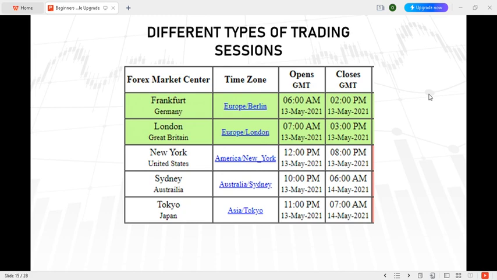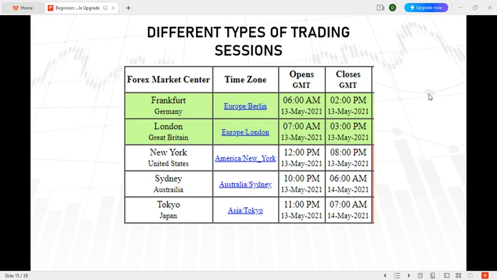Then finally, we have the Asian session. Under the Asian session, we have the Australian dollar, the Japanese yen, and the New Zealand dollar, that means the AUD, the JPY, and the NZD. Those are the currency pairs you want to trade.